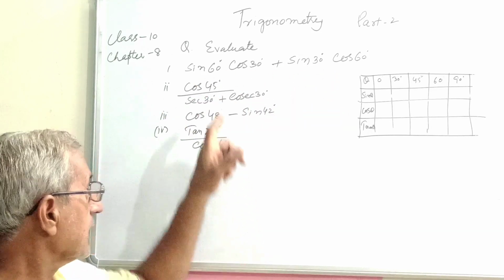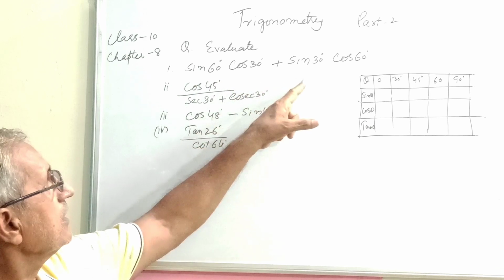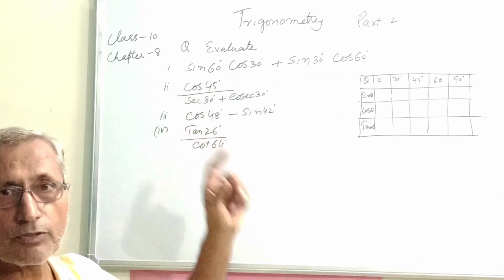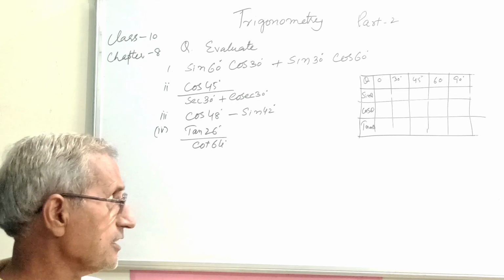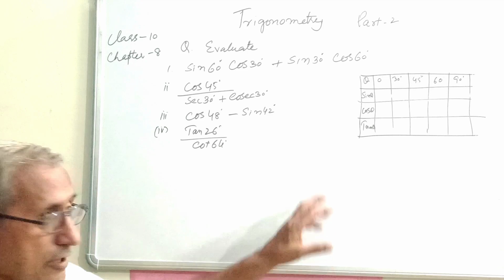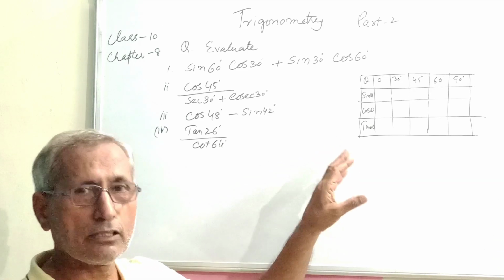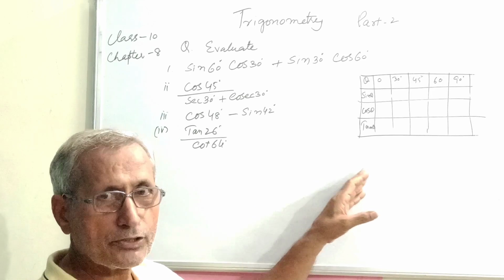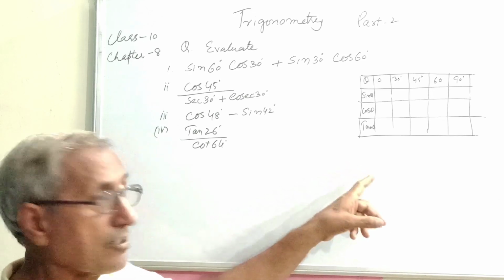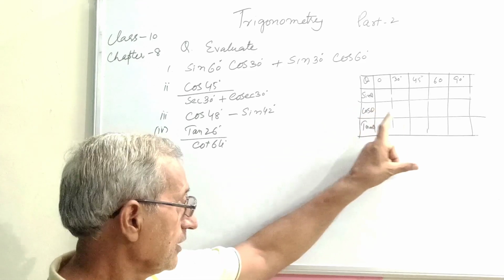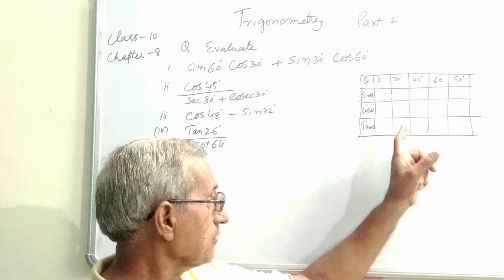So these are the standard values of theta: 0, 30, 45, 60, 90. These are known as the standard values of theta. If you know the values, that is well and good. If you don't know the standard values of theta, you can make a table. So I have written for you this table.